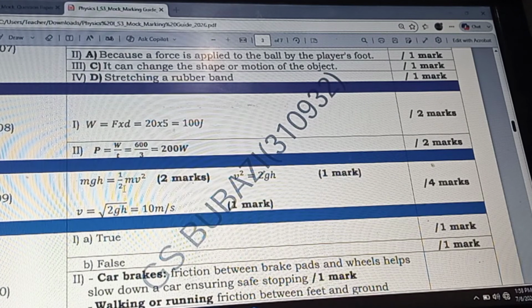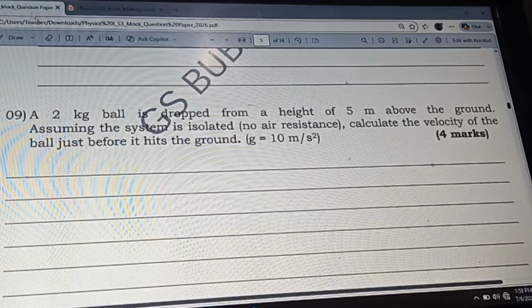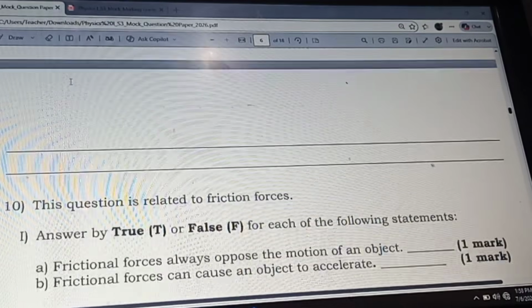Okay, this mass is cancelled, and then remains velocity squared is equal to g times height. V is equal to the square root of 2 g times height. G is constant 9.8 or 10, and the height is given, and then the final answer is equal to 10 meters per second. Let's continue to the next question.